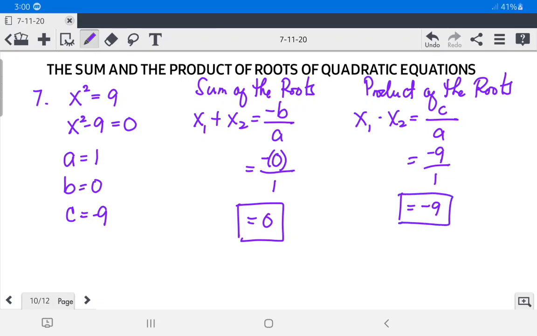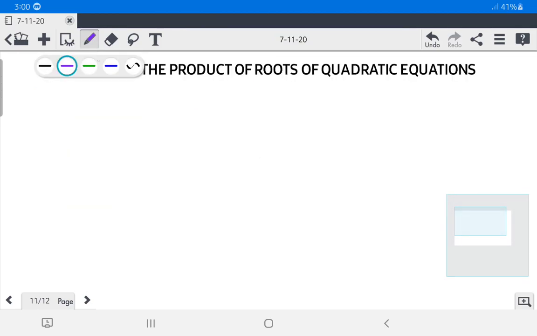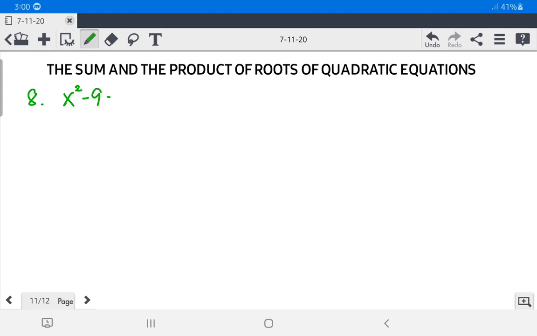Next, for number 8, let's say we have x squared minus 9 equals 3. So, you are going to subtract 3 on both sides of the equation. So, we have x squared minus 9 minus 3 equals 0. So, we have x squared minus 12 equals 0, because negative 9 minus 3 is negative 12. Then a is 1, b is 0, then c is negative 12.